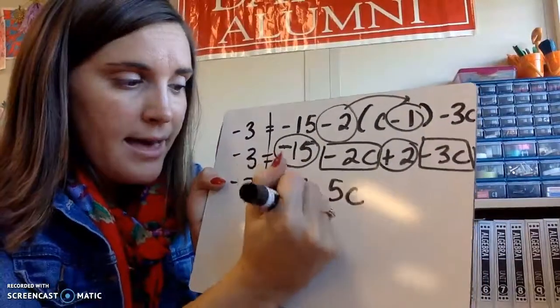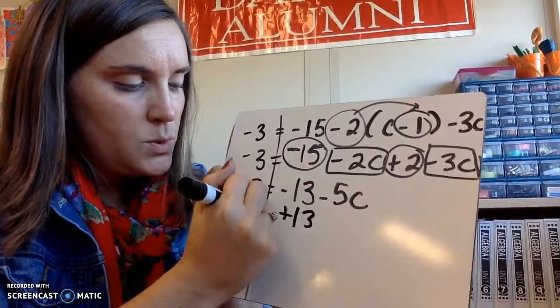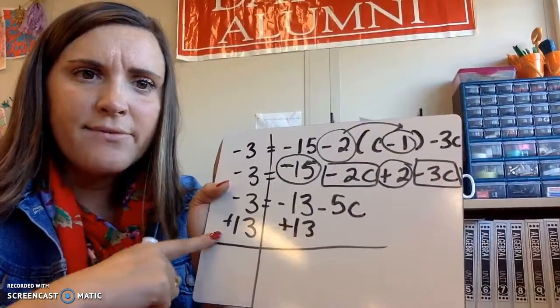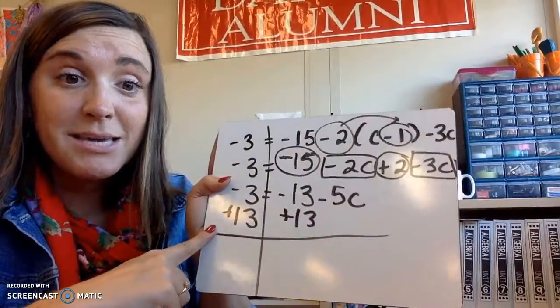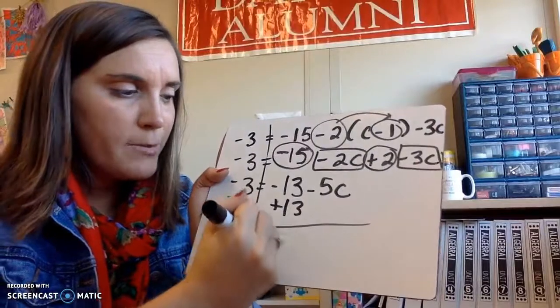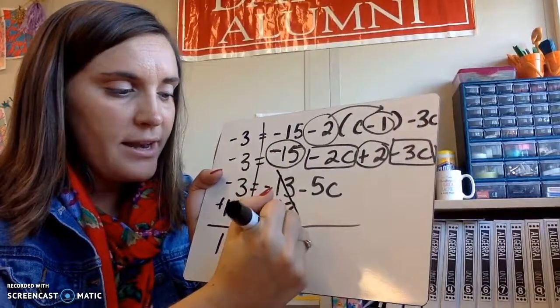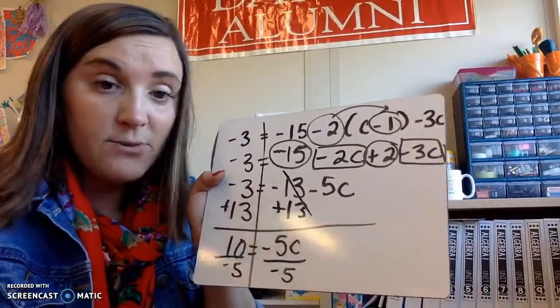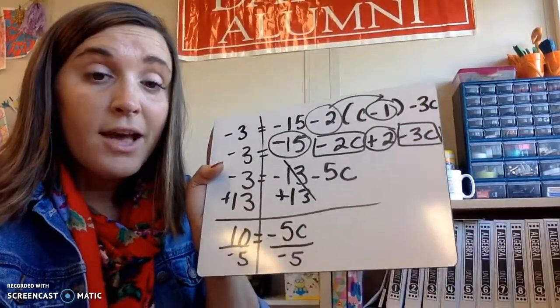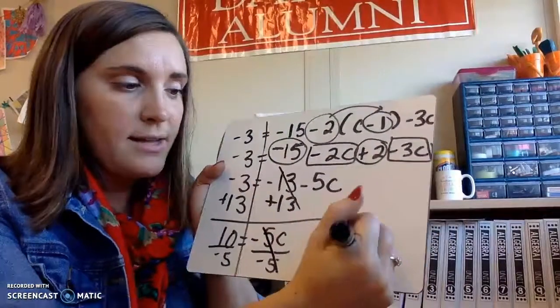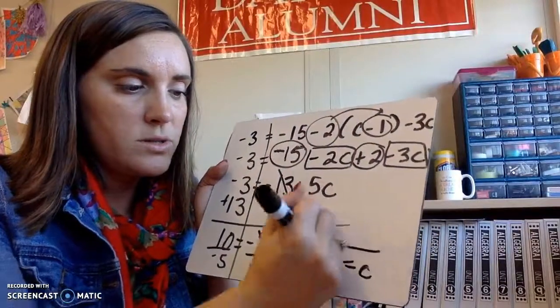Add 13 first. Switch it around when you do this addition or subtraction here. Instead of doing -3 plus 13, it's going to seem easier if you do 13 minus 3 and end up with 10. The 13s cancel out, and you get -5c. The opposite of multiplying is to divide, so divide by that -5. And 10 divided by -5 is -2. Those -5s cancel out, leaving you with c equal to -2.